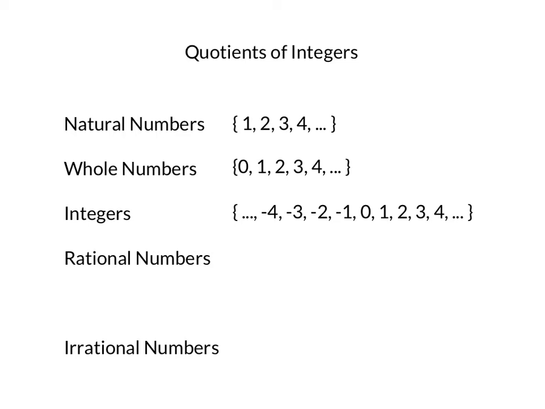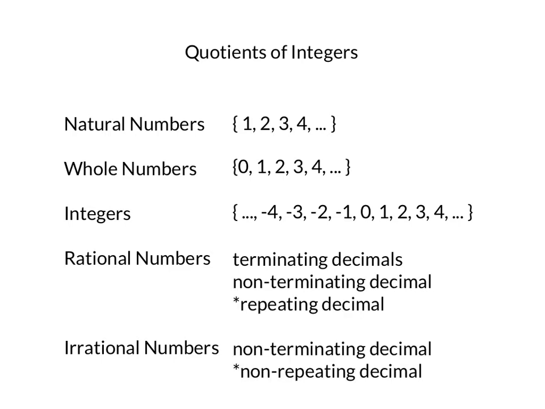Now, there are 2 types of rational numbers. When you divide the numerator by the denominator, you either get a terminating decimal or a non-terminating decimal. If it's a non-terminating decimal, it can be a repeating decimal or a non-repeating decimal. If it's a non-repeating decimal, it's called an irrational number. There are famous numbers that are non-terminating, non-repeating. You probably know them as pi, phi, and some other ones.